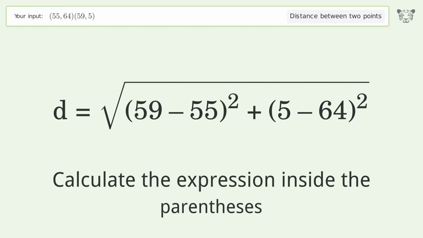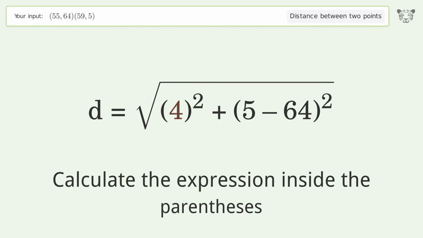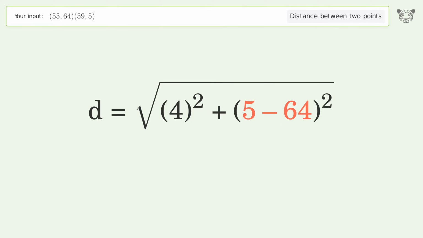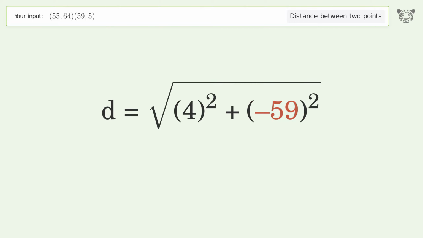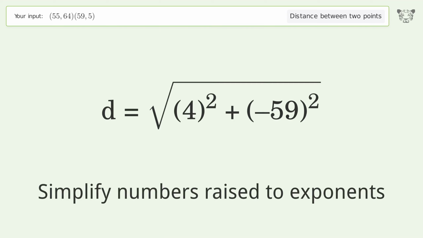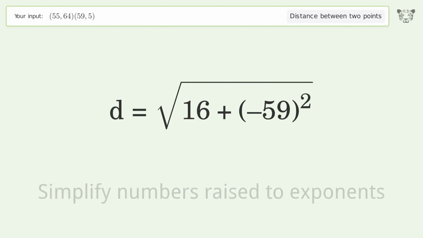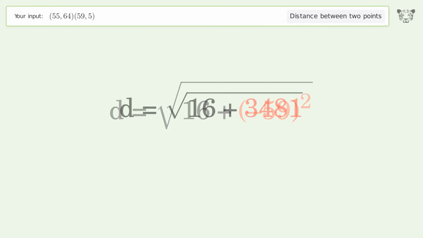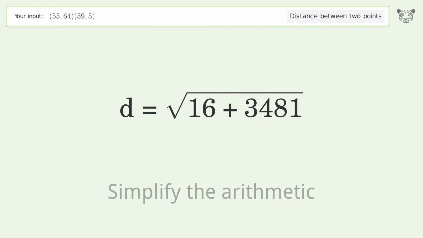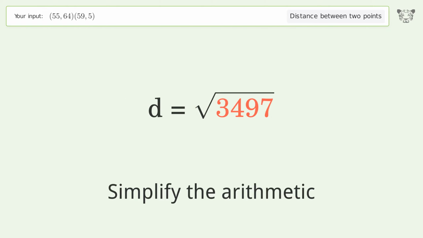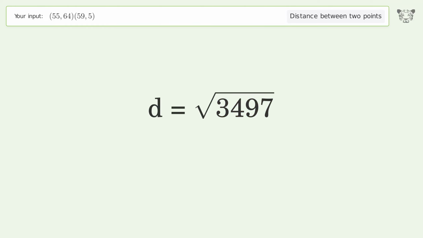Calculate the expression inside the parentheses. Simplify numbers raised to exponents. Simplify the arithmetic. And so the distance between the 2 points is the square root of 3,497, or 59.135.